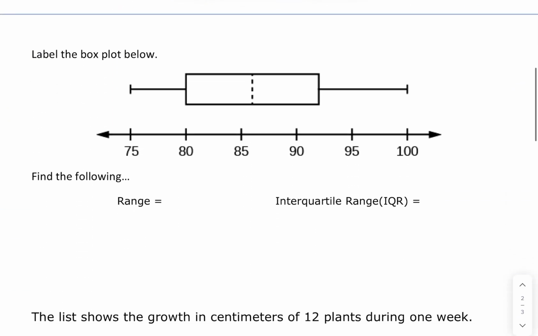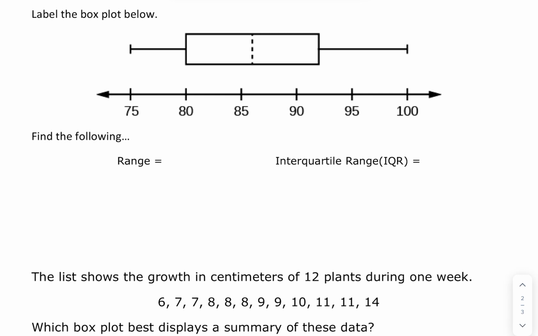All right, let's go through and answer some questions. It says label the box plot below. So we have our 5 pieces, okay? We have our minimum, and I'm going to put min for short. We have our maximum, I'm going to put max. Median is that line in the middle, and then we have Q1 and Q3. Now that I have those labeled, I can answer any of my questions.